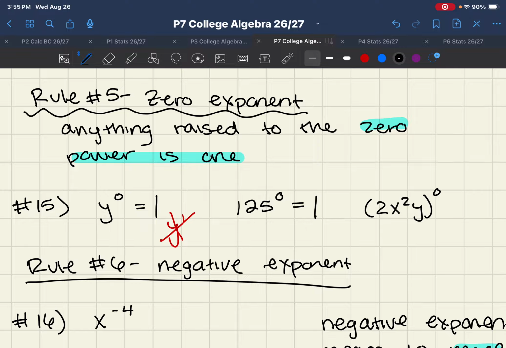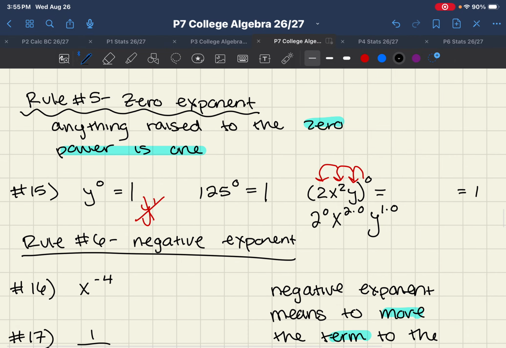(2x squared y) to the 0 power, that 0 goes to everything. Okay. So 2 to the 0 power, x to the 2 times 0 power, and y to the 1 times 0 power. Okay. 2 to the 0 power is 1, x to the 0 power is 1, y to the 0 power is 1. So this all is going to equal 1.